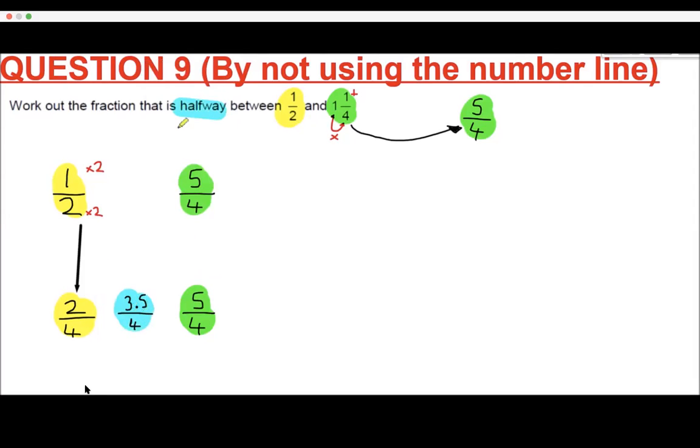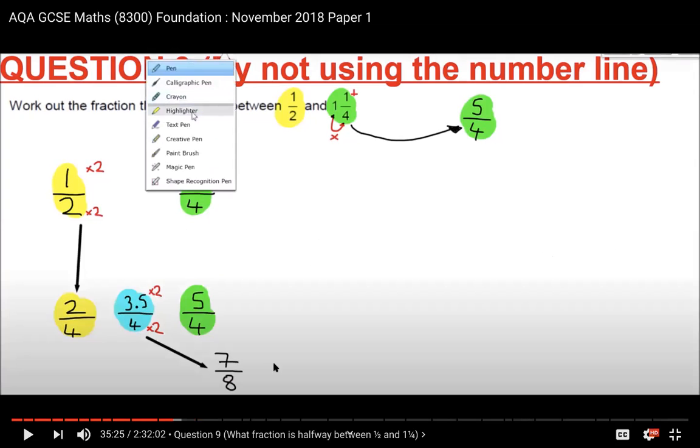It's 3.5 quarters. The only thing is, fractions should be written with the top and bottom number as whole numbers. And so what can I do to 3.5 to make it into a whole number? Well, the easiest thing to do would probably be to just double it, to multiply it by 2. But if you multiply the top number by 2, you'll need to do the same to the bottom number as well. So 3.5 becomes 7, and 4 becomes 8. And so 7/8.